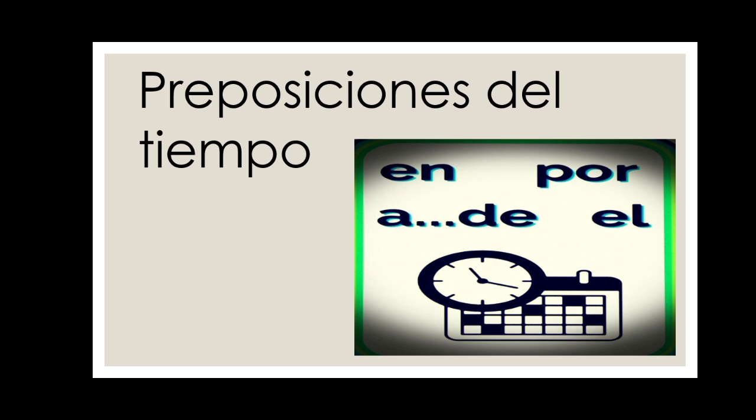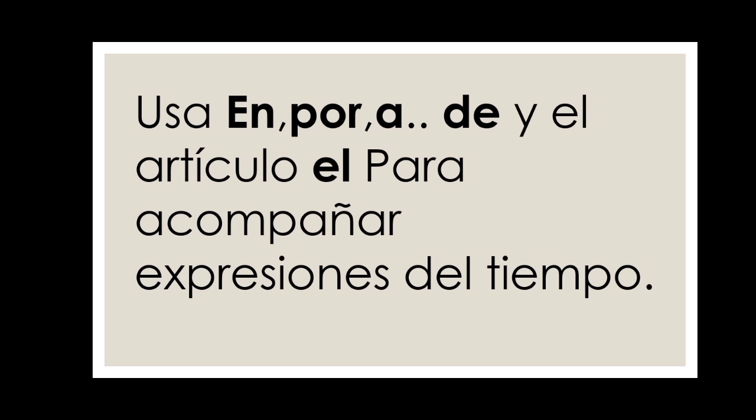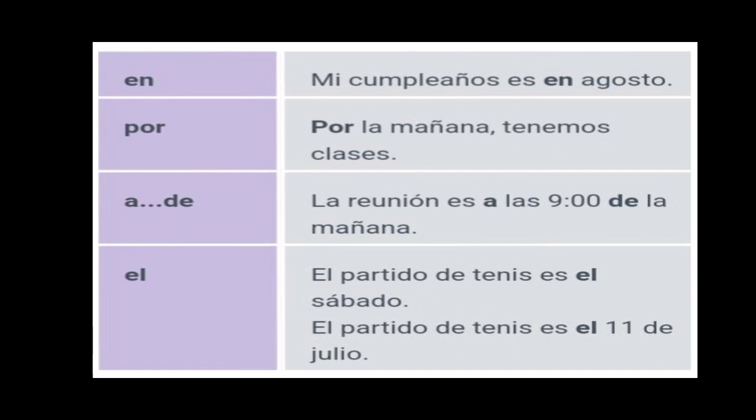Today we are going to learn preposiciones del tiempo, prepositions of time. Are you ready? Learn prepositions in Spanish. En, por, a, de, el. So we are looking at these prepositions from the perspective of time. Se usa en, por, a, de y el artículo el para acompañar expresiones del tiempo. So we are going to look at all these prepositions and expressions of time. En, in, por, a, de, el. So these are the prepositions, and here is the example of how we use them.